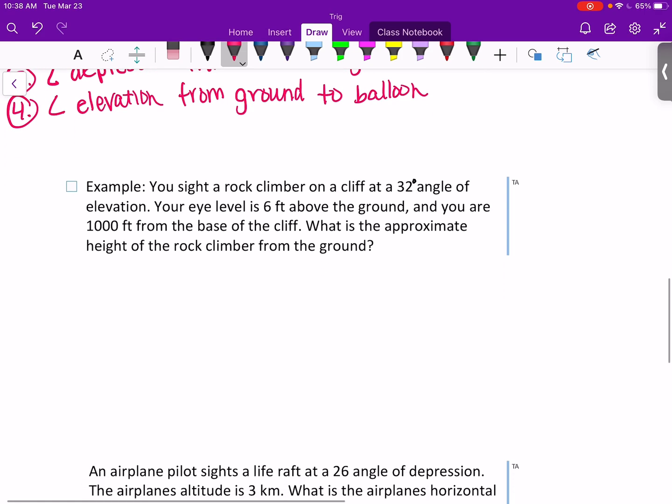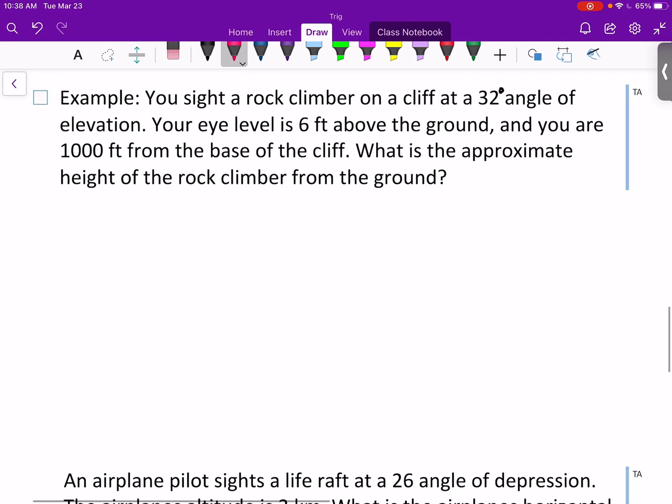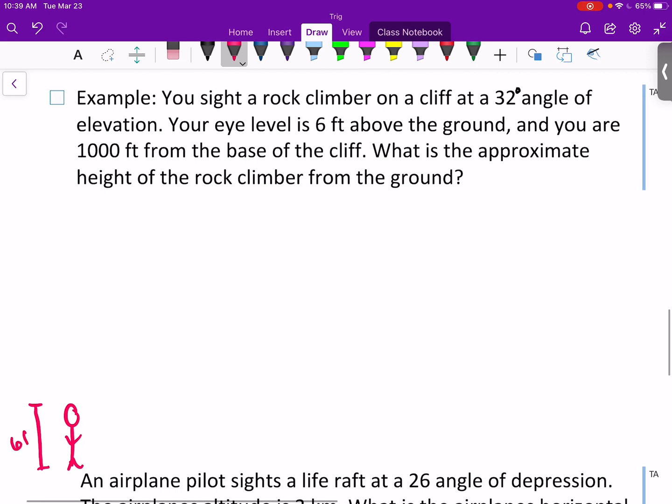All right. So let's practice drawing some pictures and solving some word problems. Our first example says, you sight a rock climber on a cliff at a 32-degree angle of elevation. So I know I'm using angle of elevation. Your eye level is 6 feet above the ground. So I'm going to draw a picture of me and pretend that I am 6 foot.